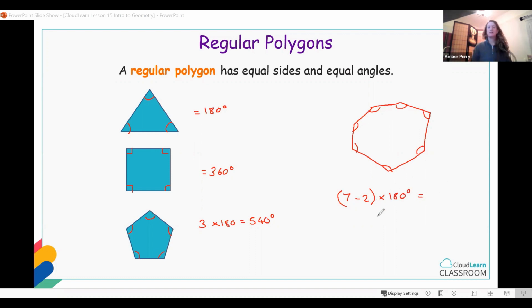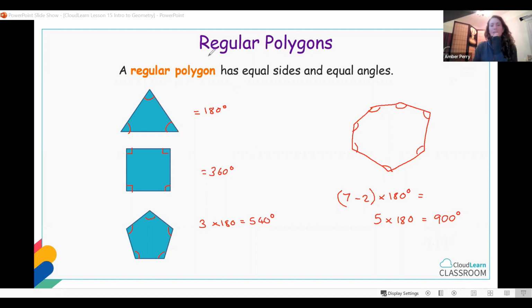So 7 minus 2 is 5. Now remember, because it's in the brackets, we have to do that first. Times 180 degrees. And that is, I believe, 900? Yeah, 900 degrees. Okay. So remember that that tells us the sum of the angles in the polygon.